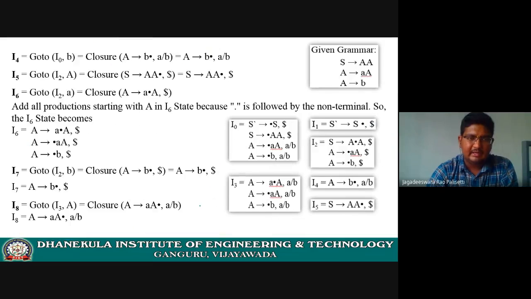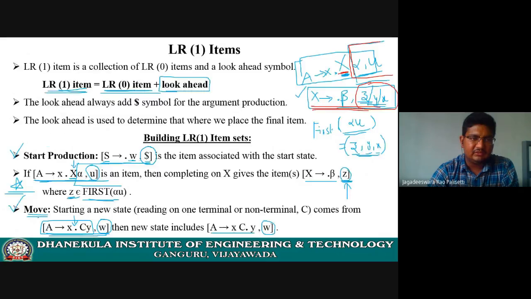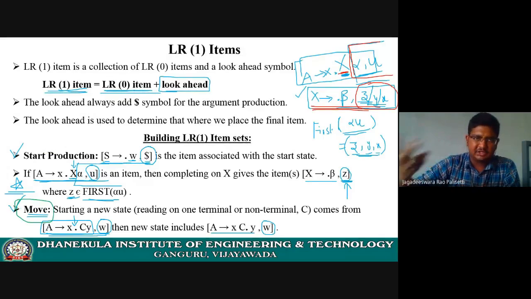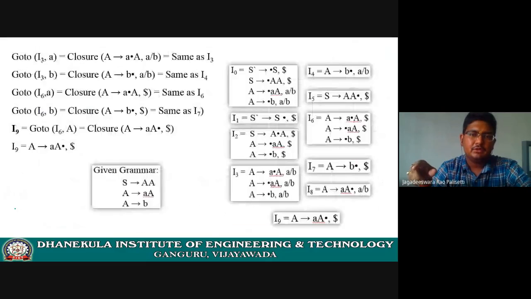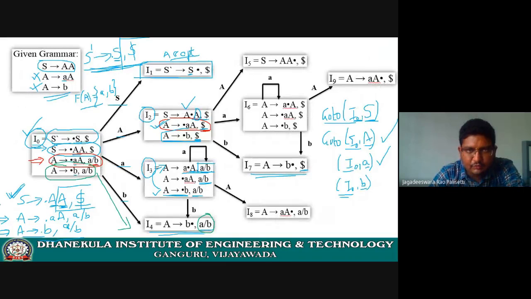Rule 3 in the last one, this one. Whenever we are moving the dot operator to its next position, the look ahead is not changed. That is rule 3 here, they are saying. Am I clear? So in that way, if you perform the goto operation on I2 and I0 with respect to B, we are getting I4.